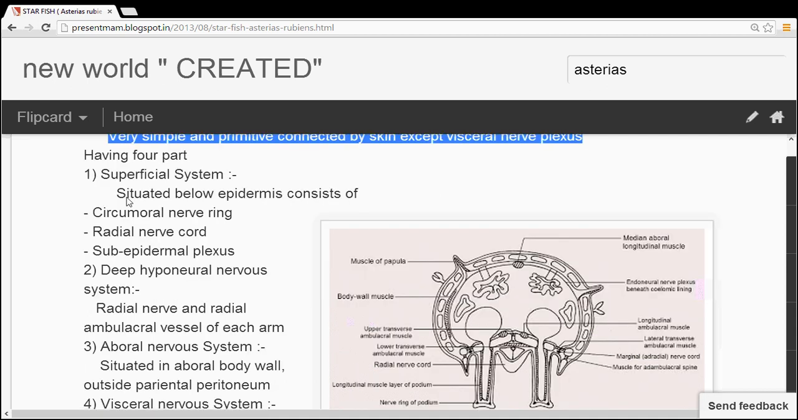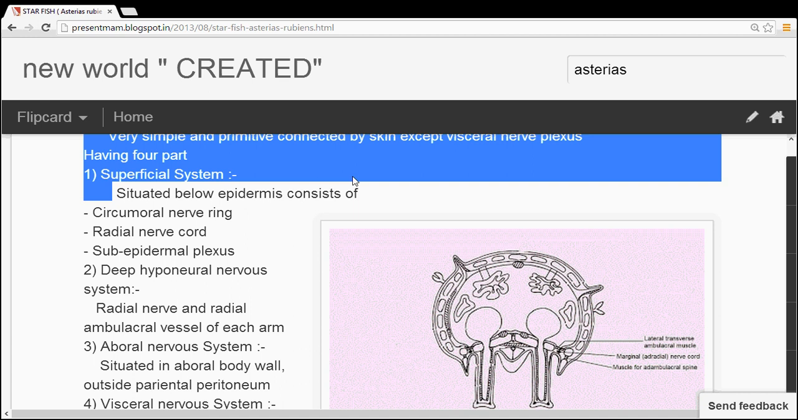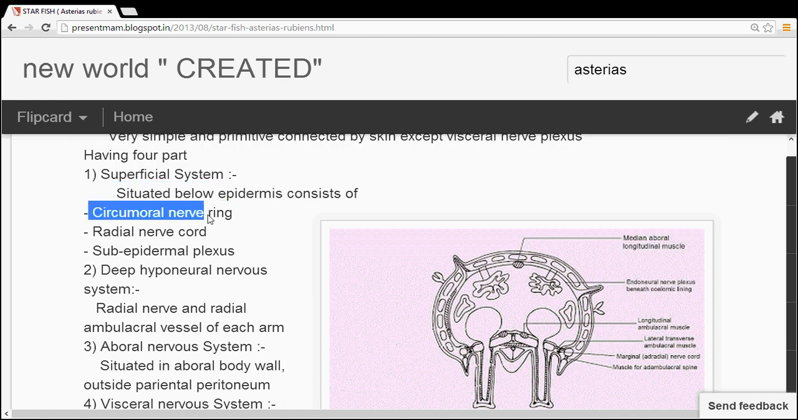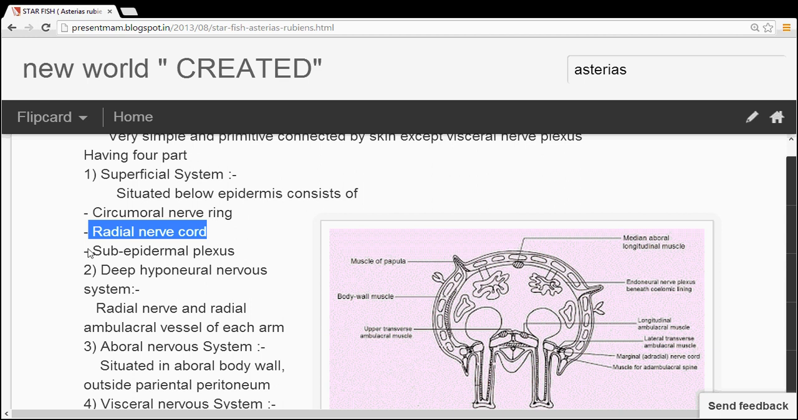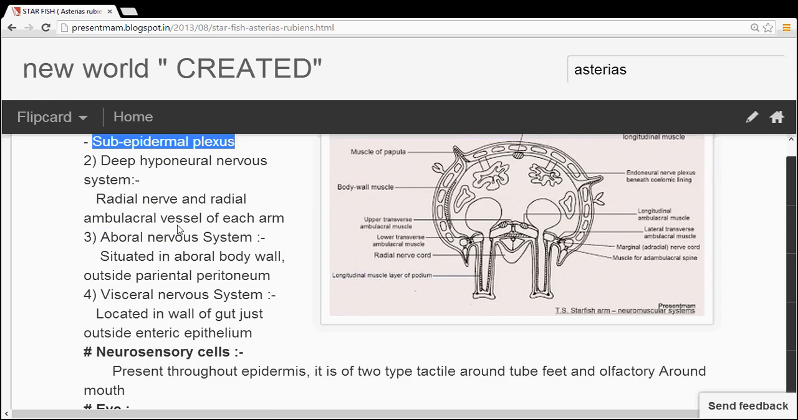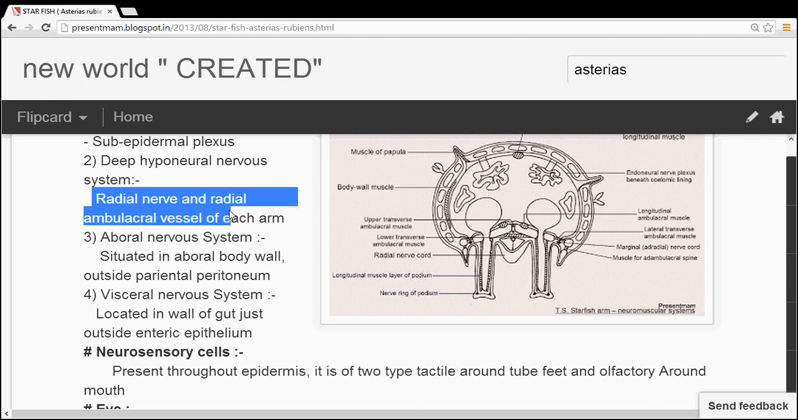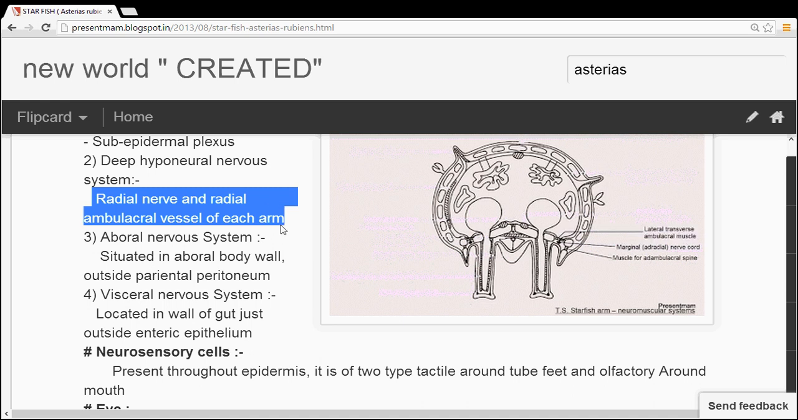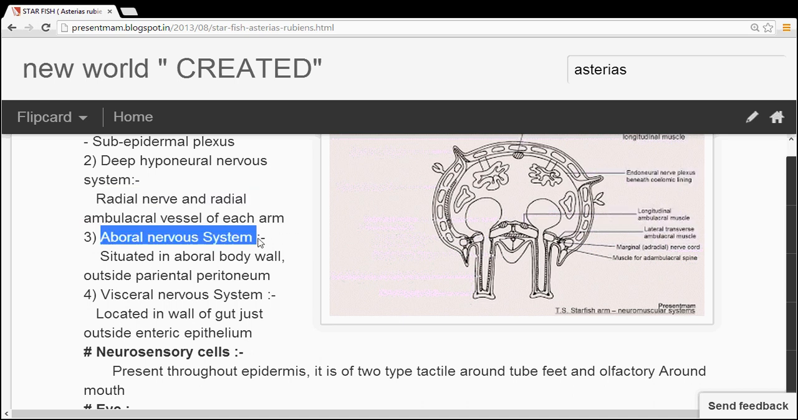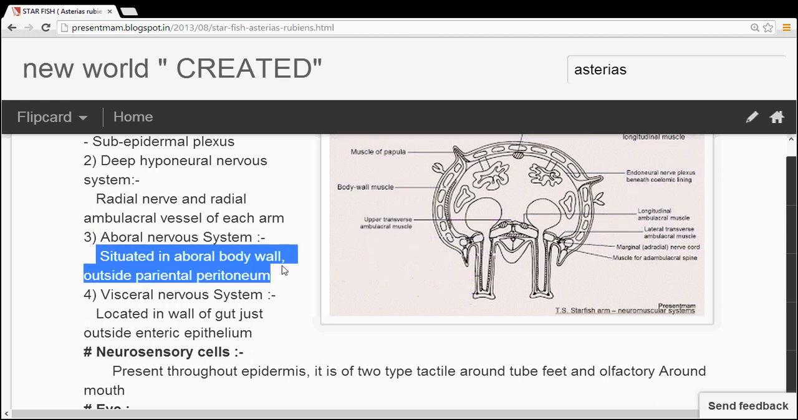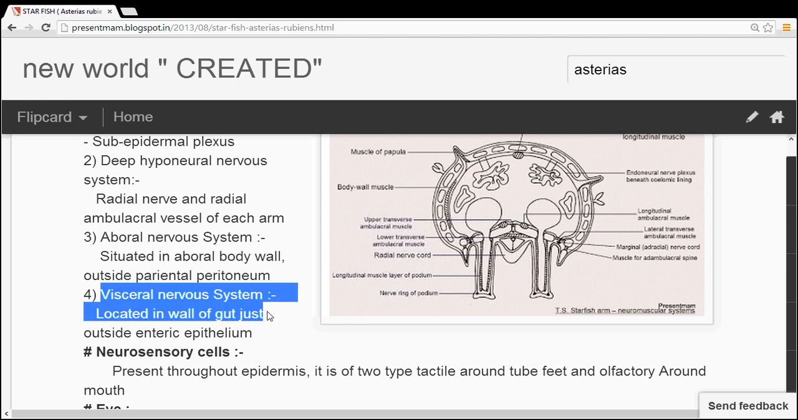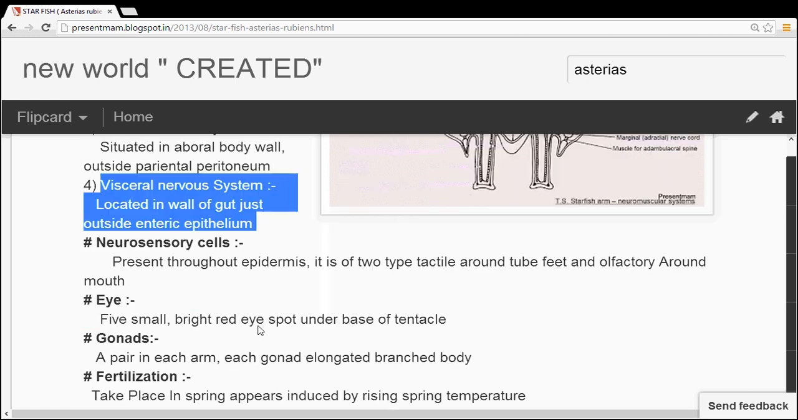They have four parts. The first one is the superficial system, which lies just below the epidermis and consists of a circumoral nerve ring, radial nerve cords, and the subepidermal plexus. Their deep hyponeural nervous system consists of a radial nerve with the radial ambulacral vessels of each arm. The aboral system is situated in the aboral body wall outside the parietal peritoneum, and their visceral nervous system is located in the gut wall, just outside the enteric epithelium.